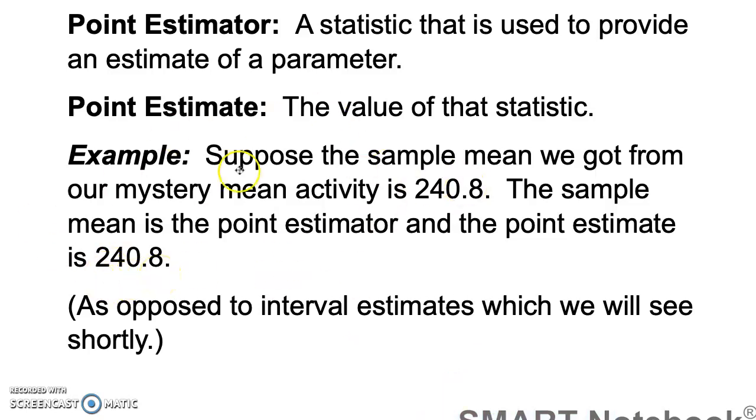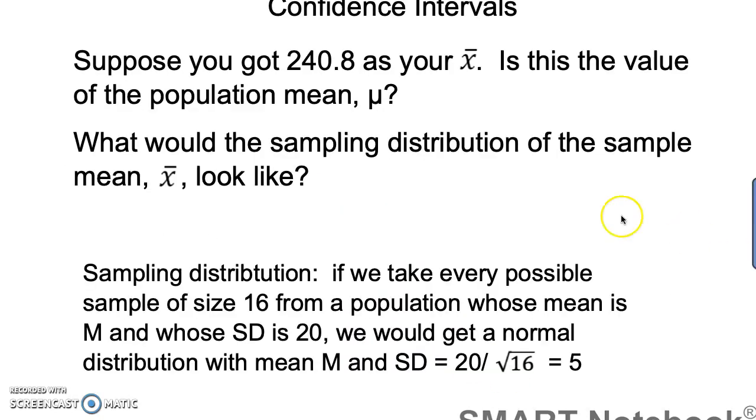Don't worry too much about this vocabulary. This will not really be something that you need to worry about too much. Okay, so if we got 240.8, is this value the population mean, mu? Probably not, right? Each time we take another sample, we're going to get another statistic. So if you don't believe me, try that again. Just hit enter on your calculator again, and you'll see you'll get a different number. And do it again, and you get a different number, and you get a different number.